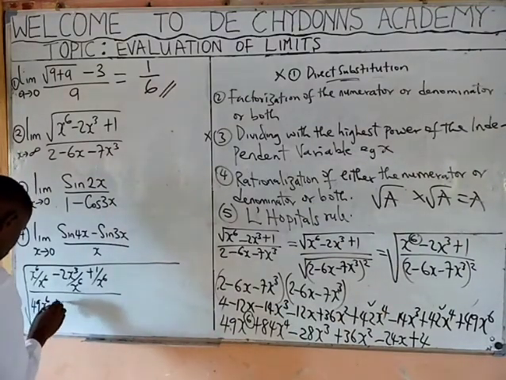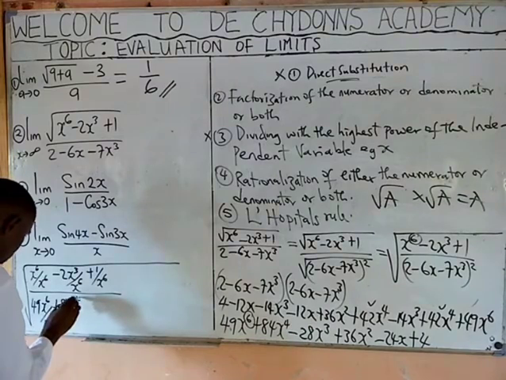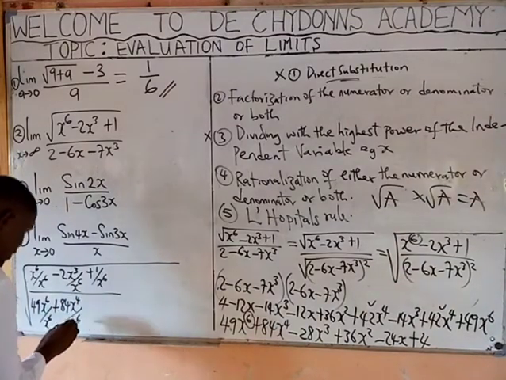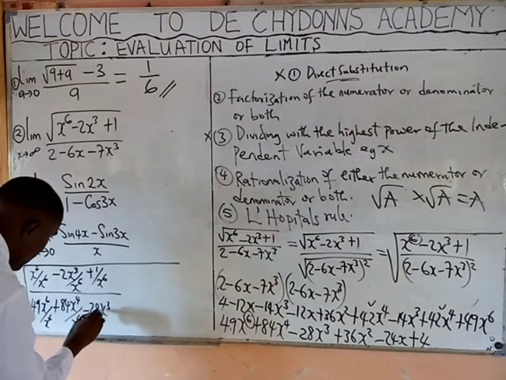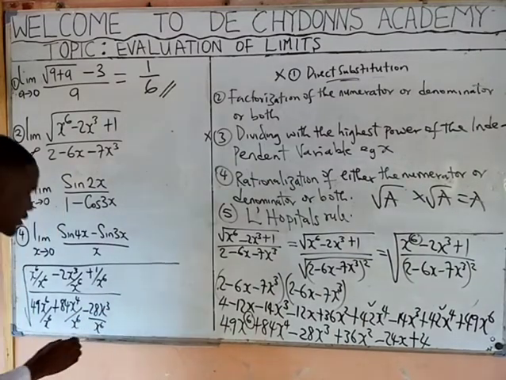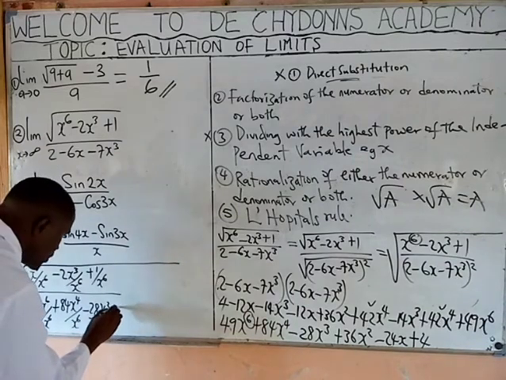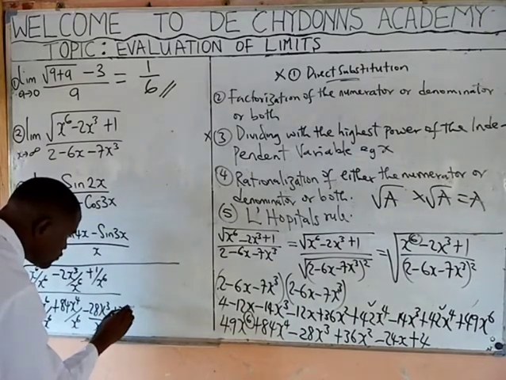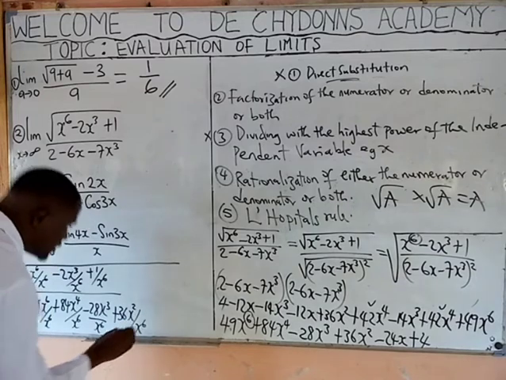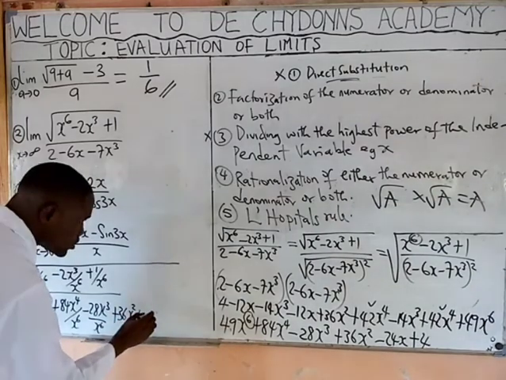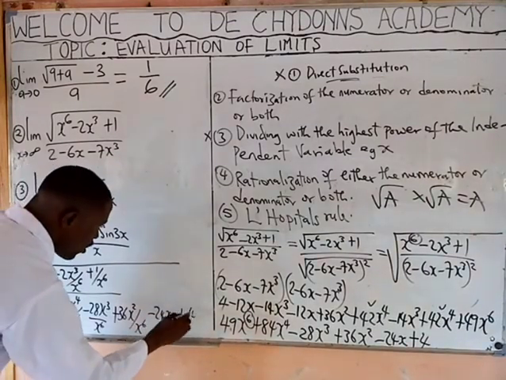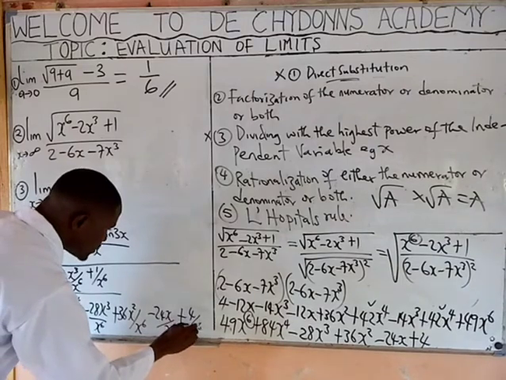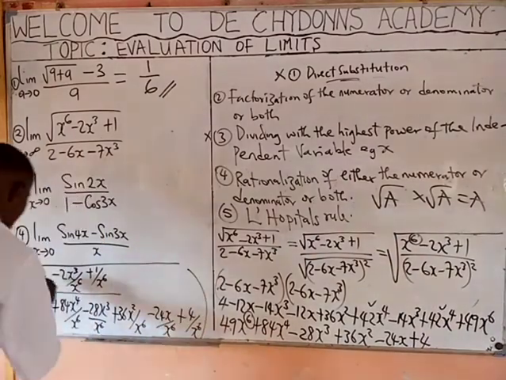Then plus 84x raised to the power of 4 all over x raised to the power of 6, minus 28x raised to the power of 3 all over x raised to the power of 6, plus 36x raised to the power of 2 all over x raised to the power of 6, minus 24x all over x raised to the power of 6, plus 4 all over x raised to the power of 6. So that is what we will be having.